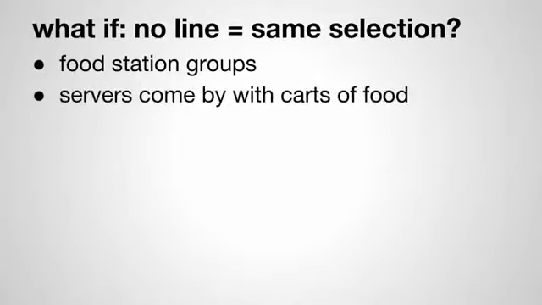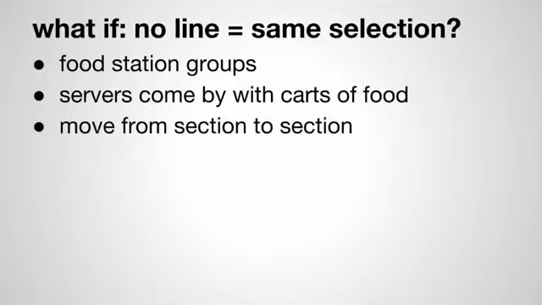Or what if servers came by with carts of food, like a dim sum experience? They'll roll in a cart filled with desserts that you can order from and just pick and get. Or they'll roll in a cart with entrees that you can pick immediately from that cart to get your food. Or what if Myrtle moved from section to section in the restaurant? So there was one room with dessert, there was one room with salad, there was one room with main courses, and there was no line as well.